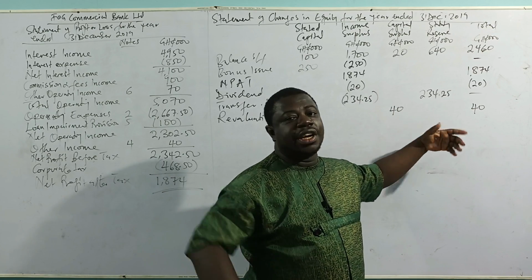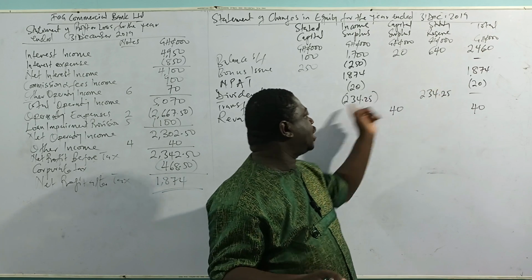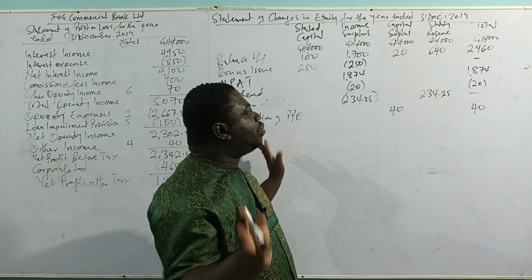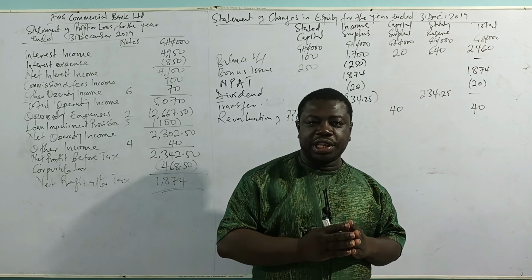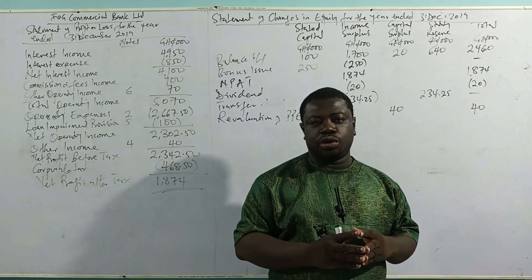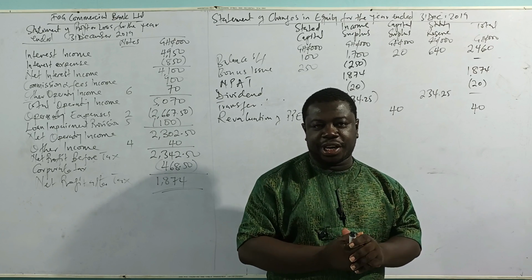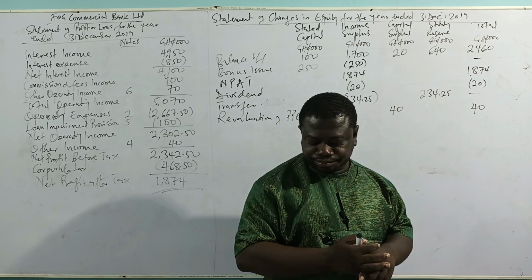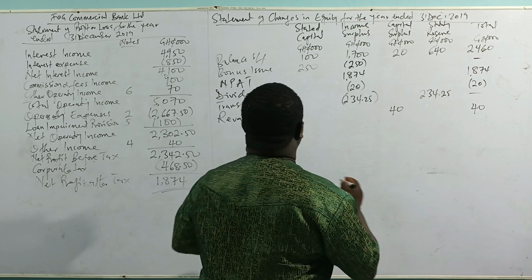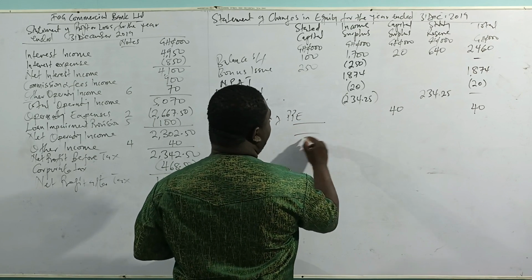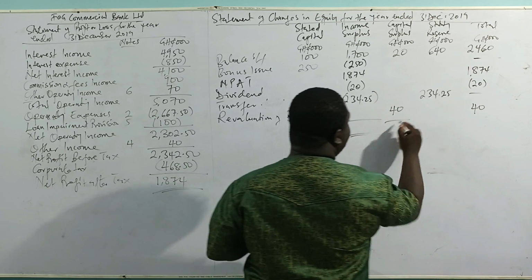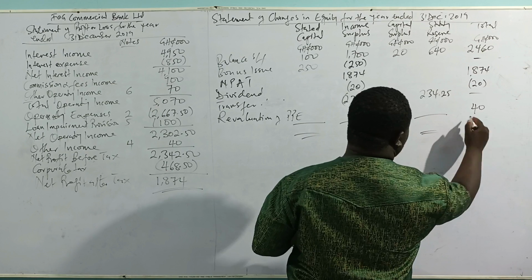For statutory reserve, the only change is what has been effected, the transfer. So it means we are done with the statement of changes in equity. There is nothing more to add. And then when I close this, the final thing to do is the statement of financial position. Okay. So now let's find the totals for each of them to be included in the statement of financial position.